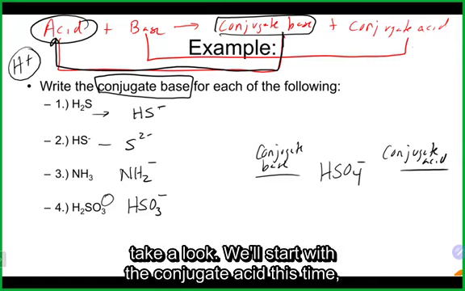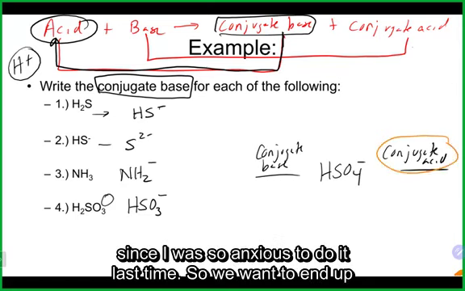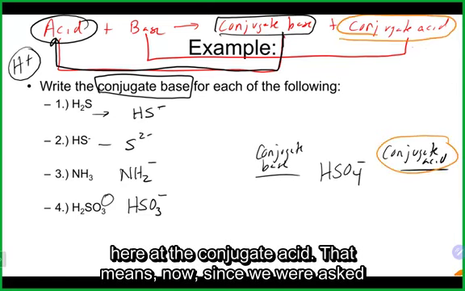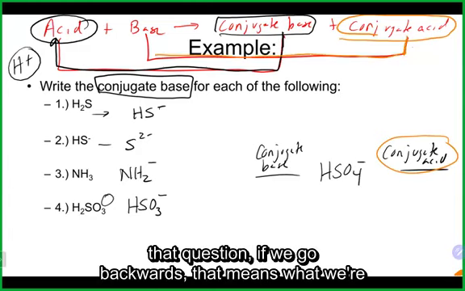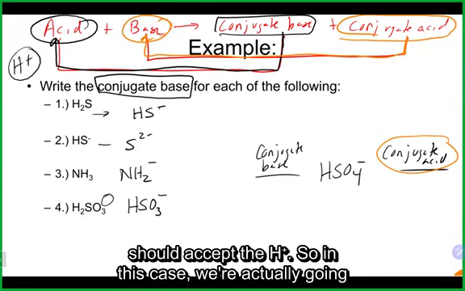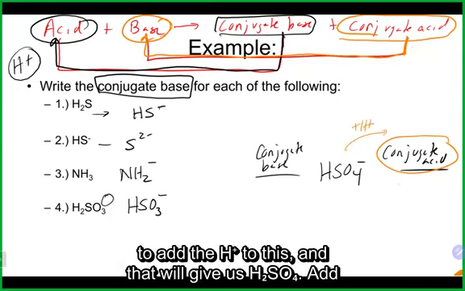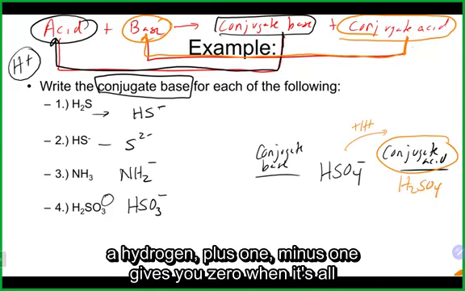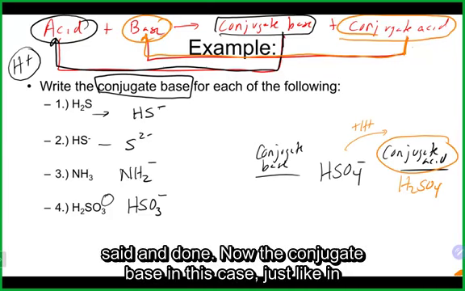Okay, so let's take a look. We'll start with the conjugate acid this time since I was so anxious to do it last time. So we want to end up here at the conjugate acid. That means now, since we were asked that question, if we go backwards, what we're looking at is a base. And again, the definition of a base is it should accept the H plus. So in this case, we're actually going to add the H plus to this, and that will give us H2SO4. Add a hydrogen, +1 -1 gives you 0 when it's all said and done.